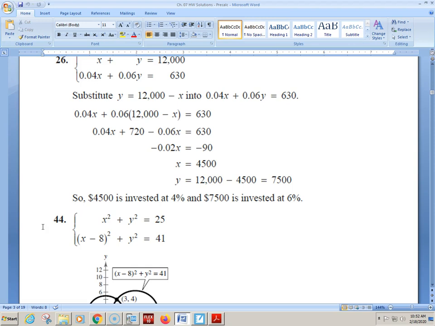2 clues, 2 equations, and then ultimately 2 unknowns about how much money is in each account. 2 clues. How much money? $12,000. How much interest? $630. Wait, about that interest. Oh, okay, good. One was 4%, one was 6%. So the money in the accounts, the initial deposit was $12,000. Those initial deposits multiplied by the interest was $630. Boom, 2 equations, 2 unknowns solved.